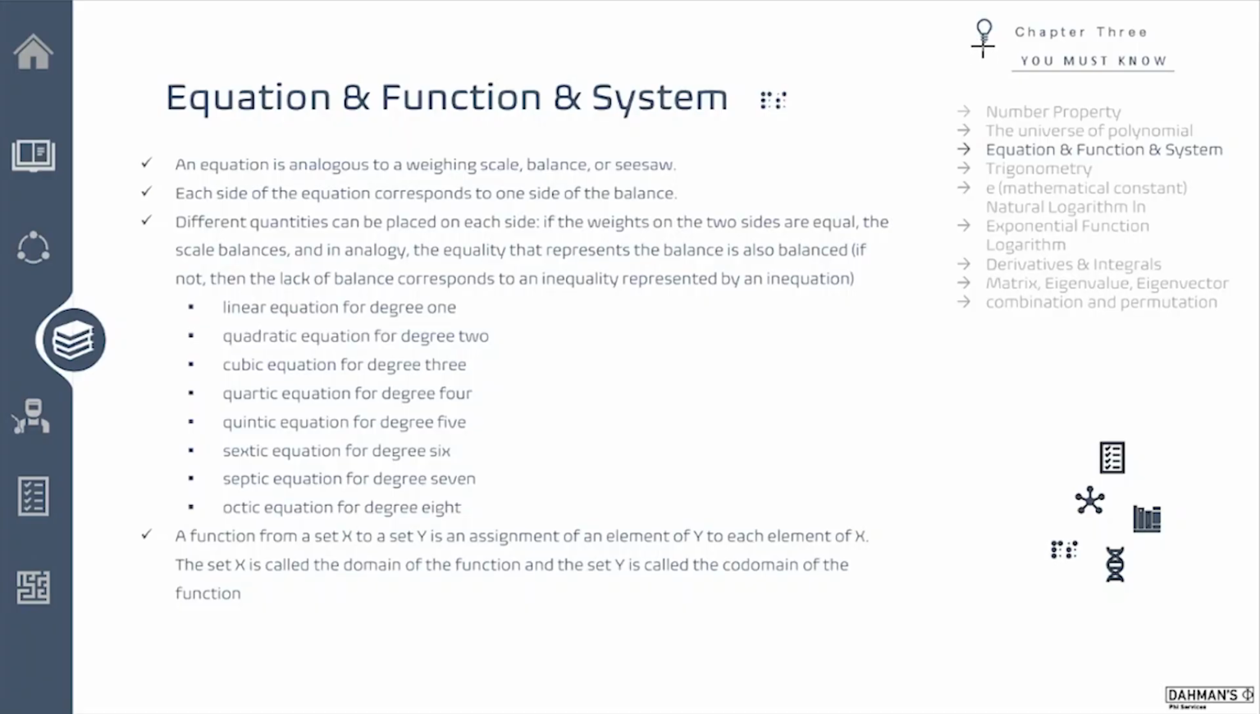Hi, welcome back. So we're in chapter 3, You Must Know, and we are at the outline of equation and function and system. I think this outline is one of the most important and fundamental perspectives that you really have to understand in order to master the use of mathematics as an independent language. And the fundamental seed of this outline starts with the word equation.